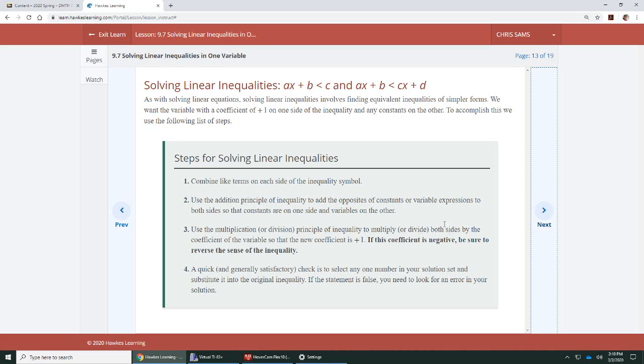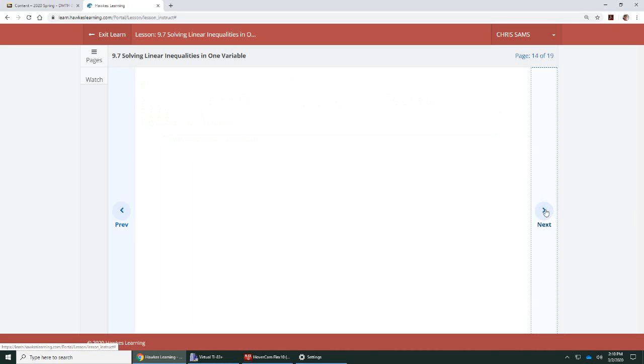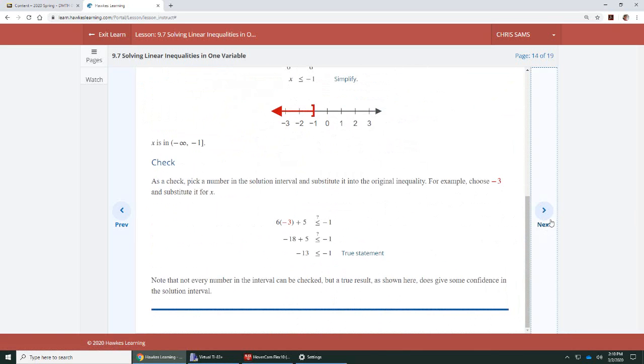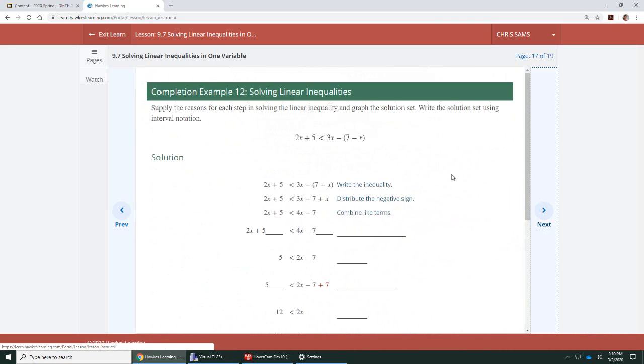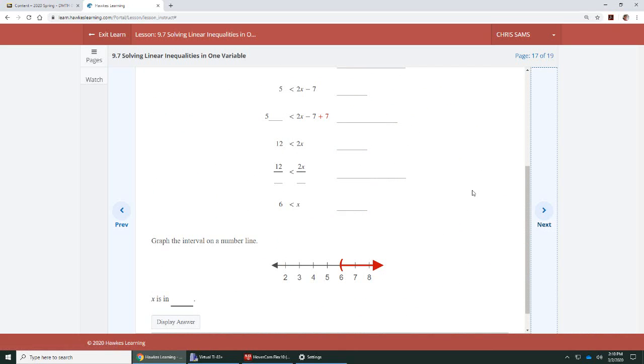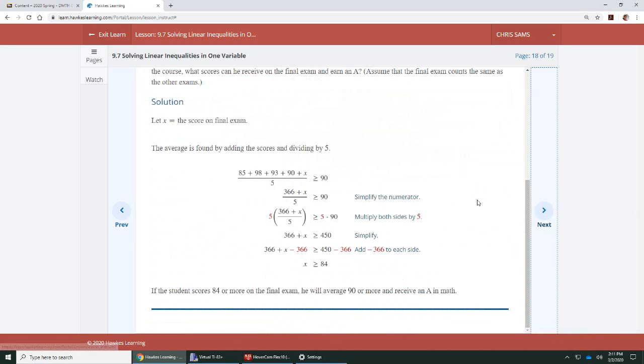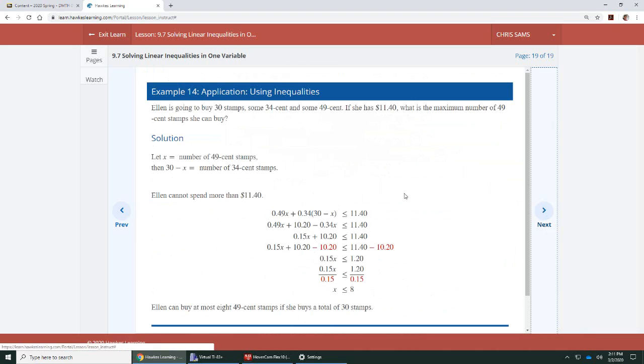From this, we should be able to go solve. They just show you several examples here, but we will be doing examples here in class. And then some application problems, which we'll go through all of these, and you have these extras to look at.